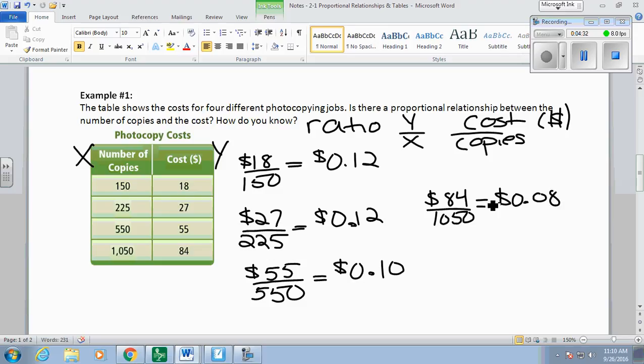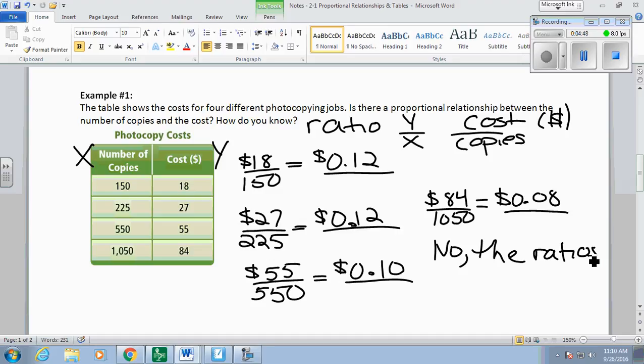So when they asked, is there a proportional relationship? Because these 4 numbers are not all the same, no, the ratios or unit prices are not equivalent. Just like being in school. And I left off a letter there, not equivalent, okay? And you want to make sure that you're really specific about how you say that. And normally, the more you buy, the cheaper they get for a price, and that's what's happening in this chart.